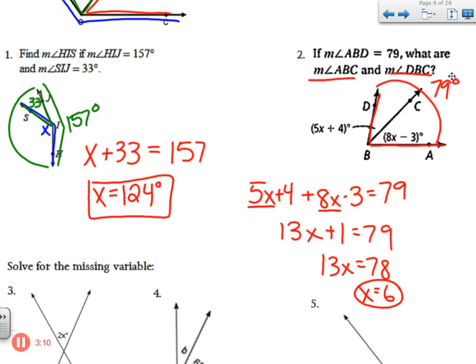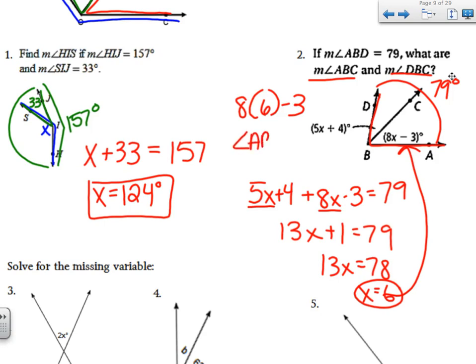So I've got to plug it back in, substitute it in. For ABC, I would plug it into this one. I would substitute with parentheses and evaluate that out. 6 times 8 is 48, 48 minus 3 would be 45. So I've got ABC is 45.